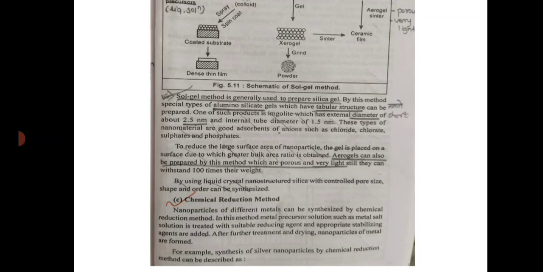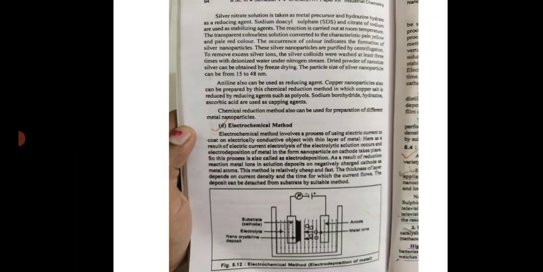For example, synthesis of silver nanoparticles by the chemical reduction method can be described as follows. Silver nitrate solution is taken as a metal precursor and hydrazine hydrate as a reducing agent. Sodium dodecyl sulfate, SDS, and sodium citrate are used as stabilizing agents. The reaction is carried out at room temperature. The transparent solution converts to a characteristic pale yellow and pale red color. The occurrence of color indicates the formation of silver nanoparticles.